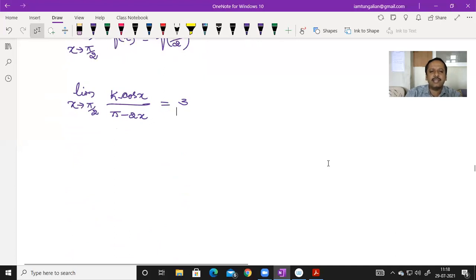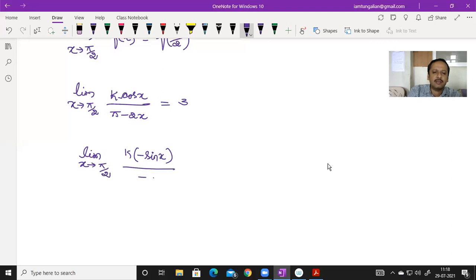Now if I directly apply the limit, k into cos pi by 2. Cos pi by 2 is 0. Numerator will be 0. Denominator, pi minus 2 into pi by 2, that will be pi minus pi, which is also 0. 0 by 0 is an indeterminate form. So use L'Hospital's rule. So k into derivative of cos x is minus sin x divided by minus 2 is equal to 3. Apply the limit as x tends to pi by 2. Sin pi by 2 is 1. So you get minus k divided by minus 2 is equal to 3. Therefore, k equal to 6.